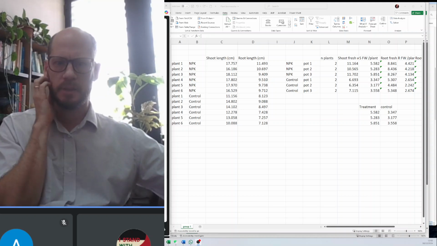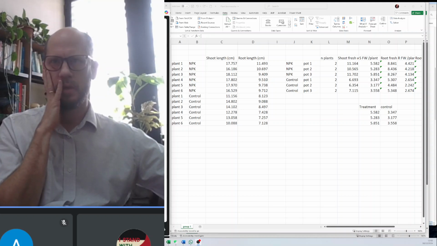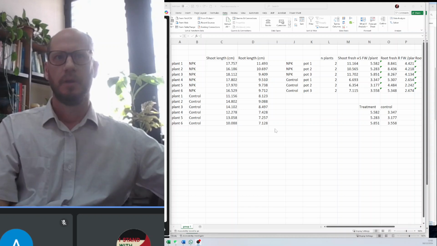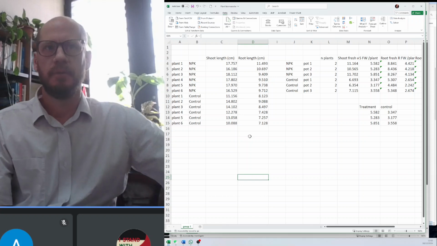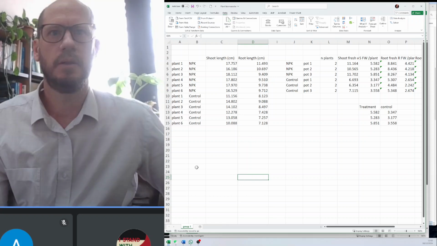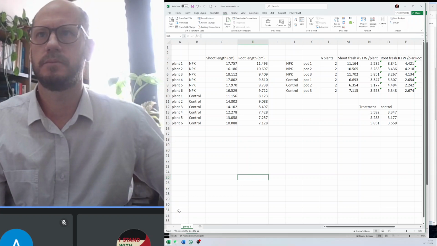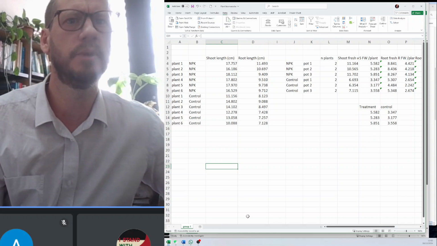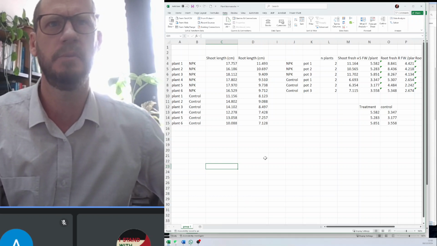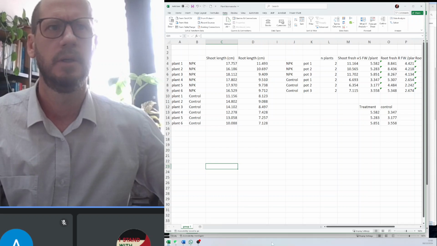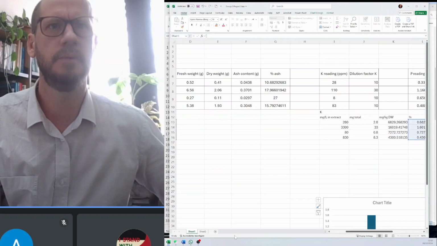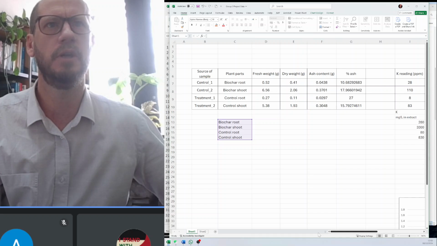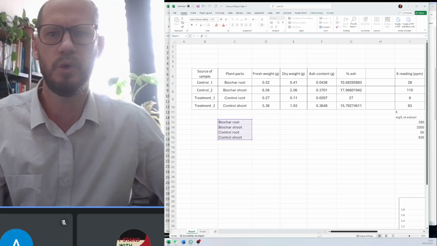Okay, let's start. I have here the file from the group. I don't know which group it is. I think it's group 2, no? The one that sent me the file that has biochar and control. That's group 2.